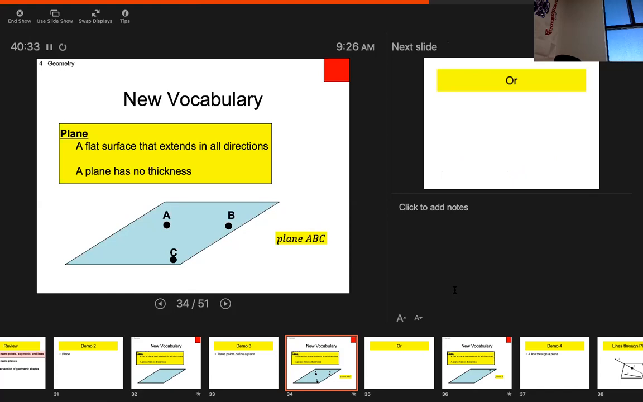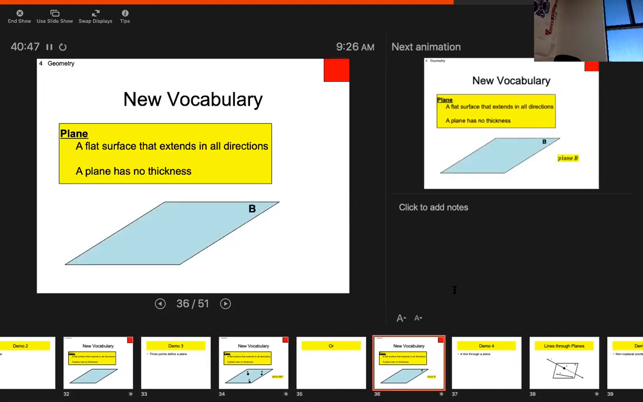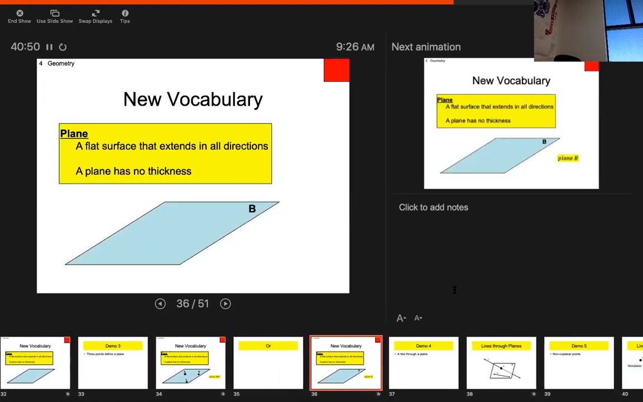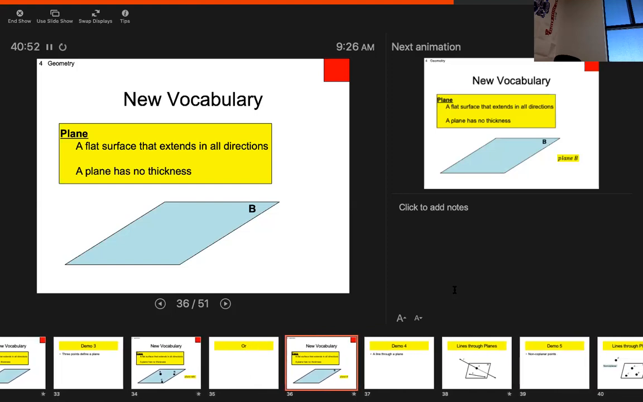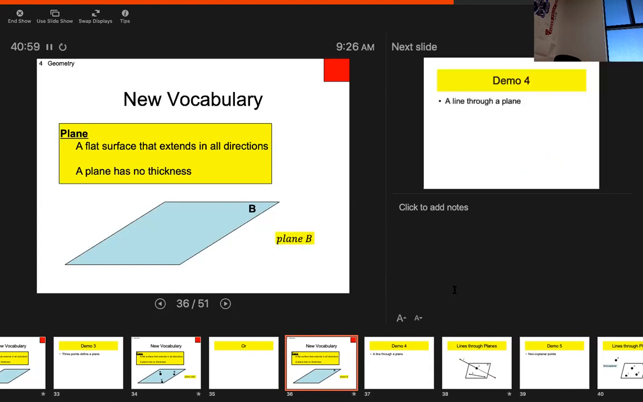Just trust me when I say there's a second way to name a plane. This can get messy, right? We may want to draw things on the plane. Are you guys with me? So what they do is there will be a capital letter floating around. There's no dot here. I'm sorry, but this is what they do as well. This will be called plane B. Okay? Tonight for homework, you'll see plane M.